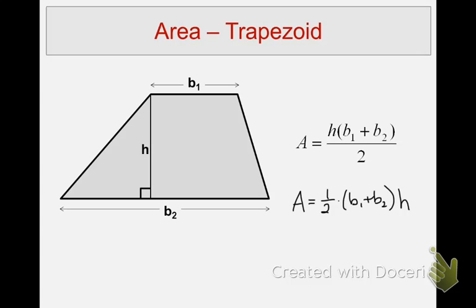Notice that these two things are exactly the same. You've got a half, a base 1 plus a base 2 times a height. They're just in a different order, right? Some of you might like this better because it's easier to memorize in terms of that of a triangle.